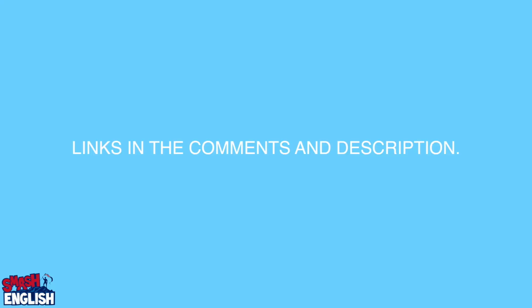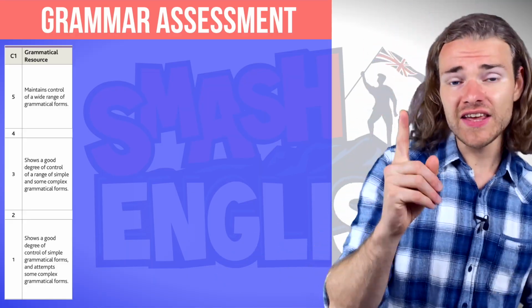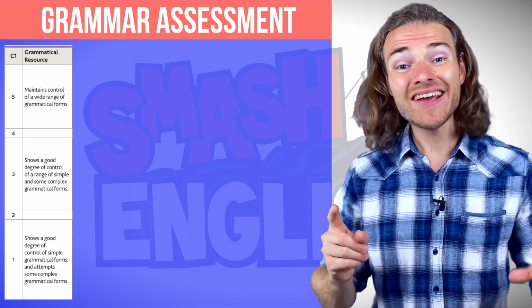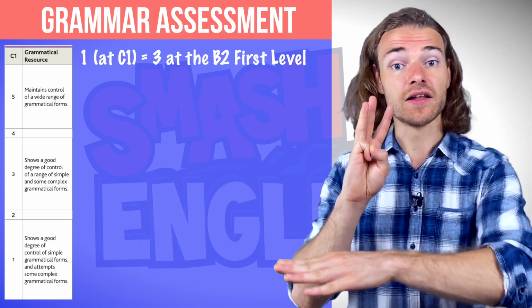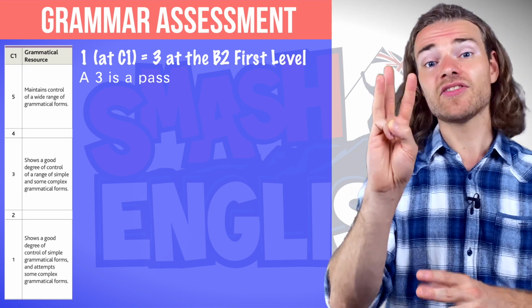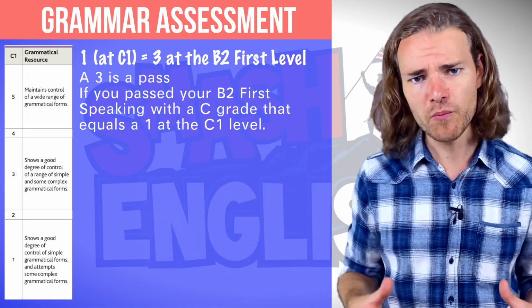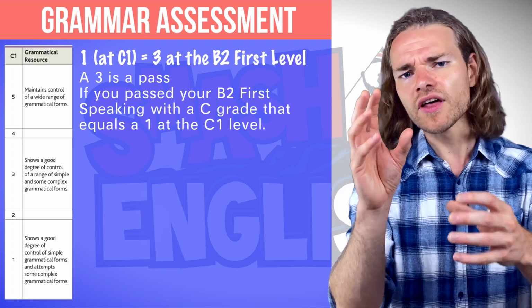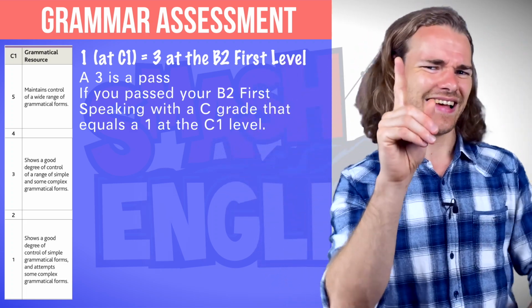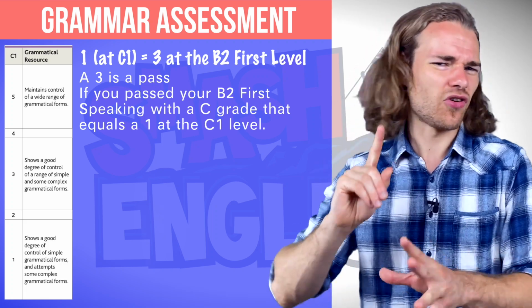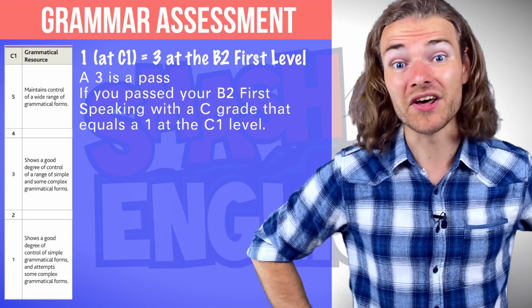Now, a 1 on the CAE assessment scale is the same as a 3 on the B2 First assessment scale. And remember, a 3 is a pass. So, if you passed your B2 First speaking exam with a grade of C, then that means you are a 1 at the CAE level. Yeah, I'm sorry. You're just a 1. You're a 1er. Not a winner, a 1er.